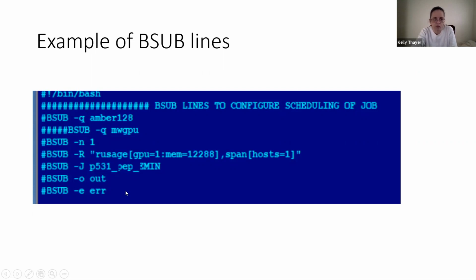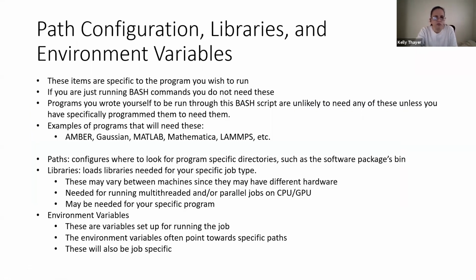That's from Unix: path configuration, libraries, and environment variables. So this is kind of a complicated thing, and it's difficult for me to tell you what would be a general one that you would need to use. These are going to be highly program specific, depending on what you're going to use. For example, if you're running MATLAB and you put in the ones that I show you for Amber, that's not going to work. So you need to really get the ones that match what it is you need to do.